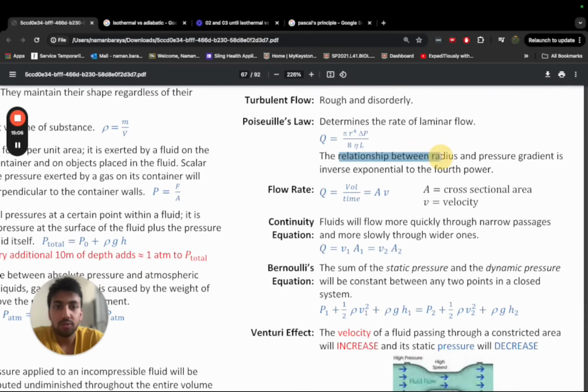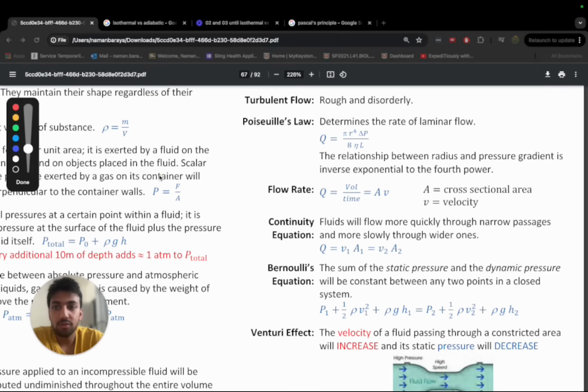And the relationship between radius and pressure gradient is inversely proportional to the 4th power. And what that means is that if somebody asks you, if the blood vessel gets larger, does the pressure gradient get smaller or larger? The answer is that the pressure gradient gets smaller, because they're inversely proportional. So radius really affects how much pressure gradient there is.